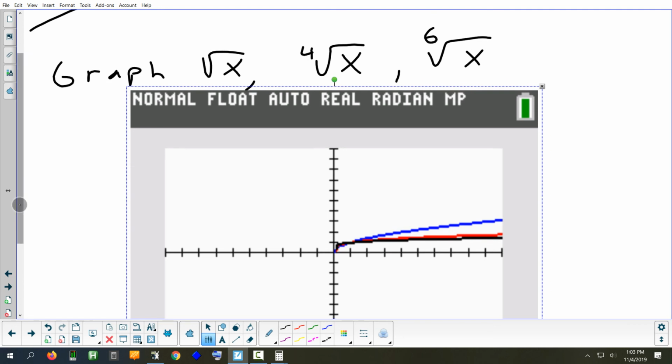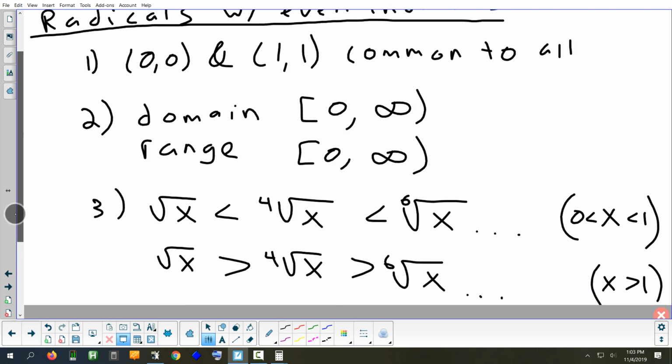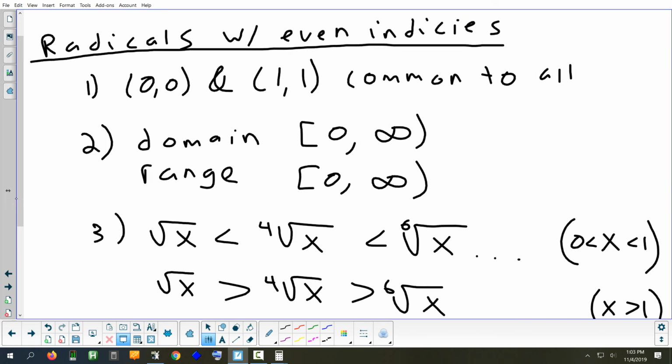Okay, so any questions? Indices on top? Yep, radicals with even indices. The index is essentially the small number on the radical. Yep, anything with an even index. All the even indices.